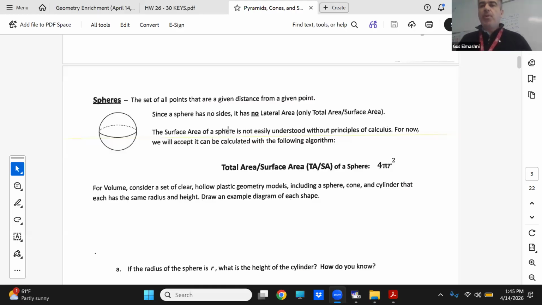Correct. If you're told to find the surface area, it actually is implied to do total area, right? Yeah. That's the implication.